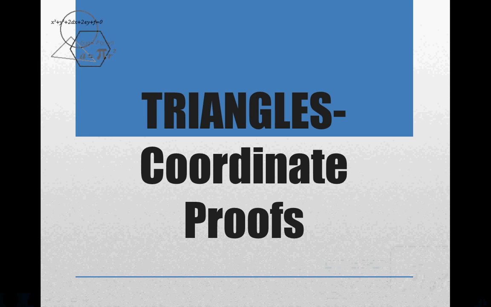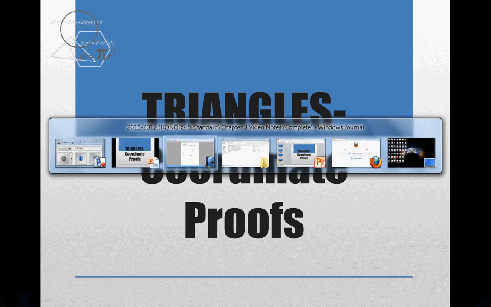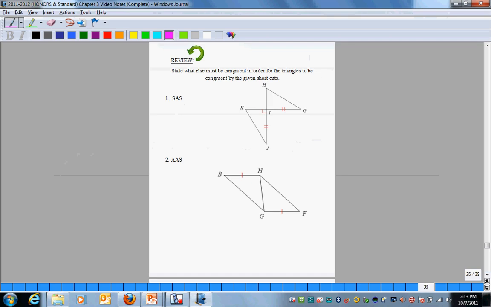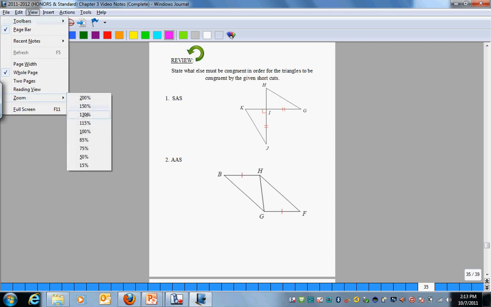Going to talk about coordinate proofs. Coordinate proofs. Quick review of what we learned. Last class we talked about triangle shortcuts. Triangle shortcuts.